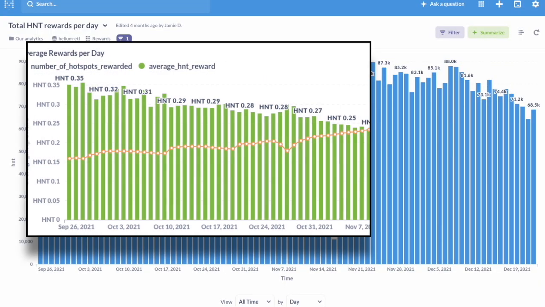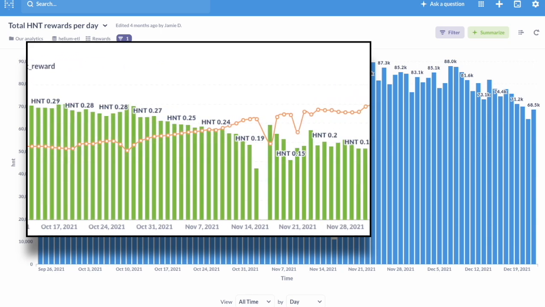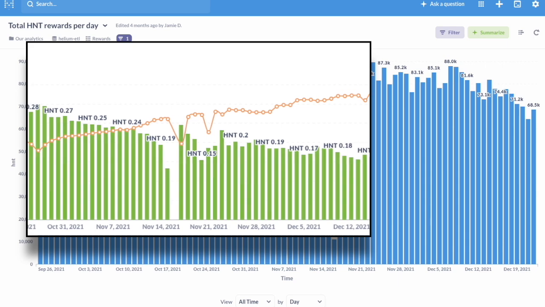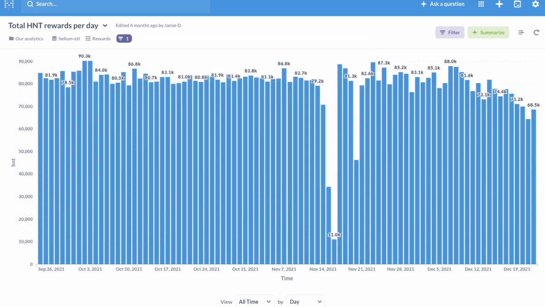This daily HNT decline, combined with more and more hotspots sharing the same rewards each day, has really taken a toll on the average HNT rewards per hotspot as well. In today's video, we will take a look at what is causing this, when we can expect it to be fixed, and how the "missing" HNT will be redistributed.